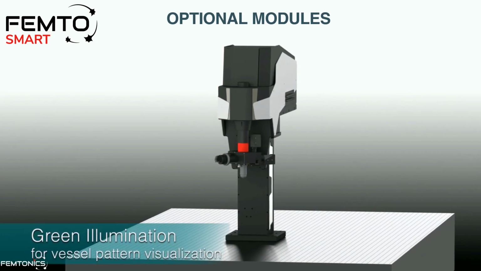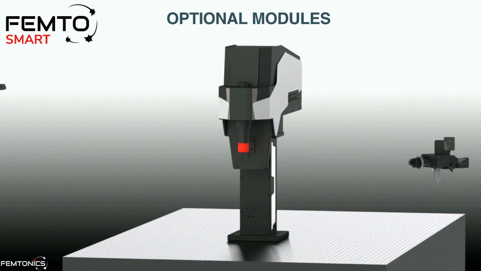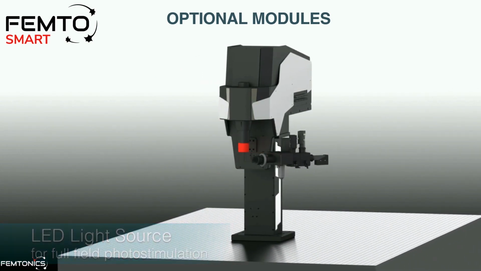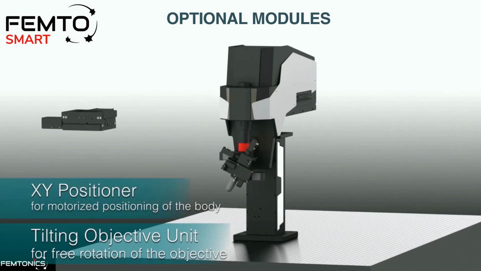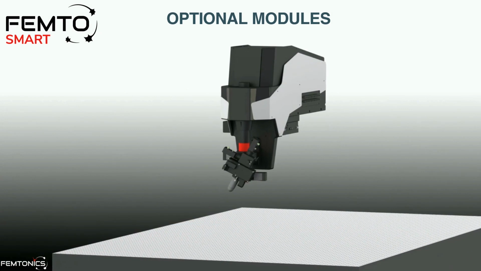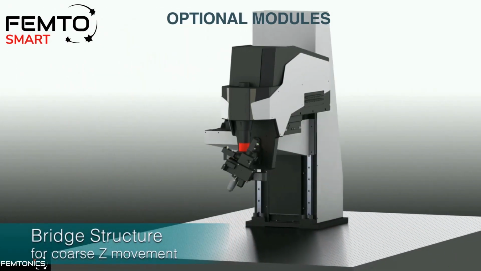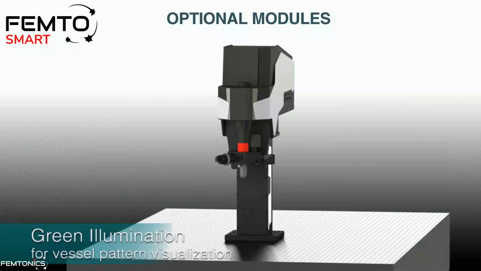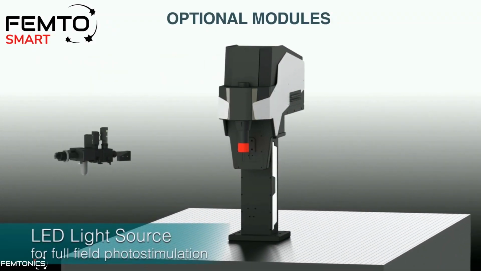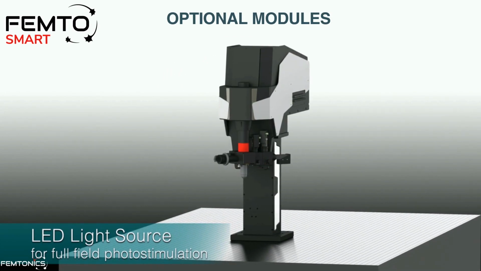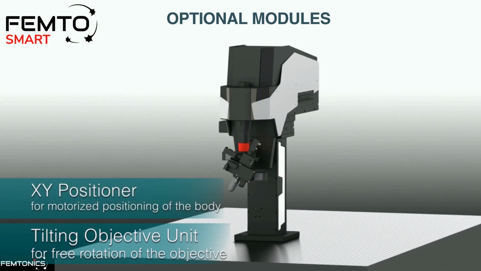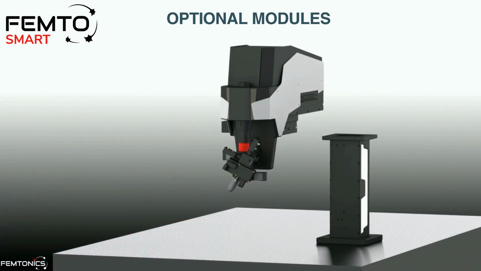Of particular interest to our customers are in vivo green illumination for vessel pattern visualization, the LED light source for full field illumination, and modules that enable free positioning, such as the XY body positioner, which moves the entire microscope along the X and Y axis, the motorized tilting objective unit, which introduces virtual axis for the positioning of the objective, and the so-called bridge structure, which opens up space under the objective even further if, for example, you have large animal models and/or behavioral devices.